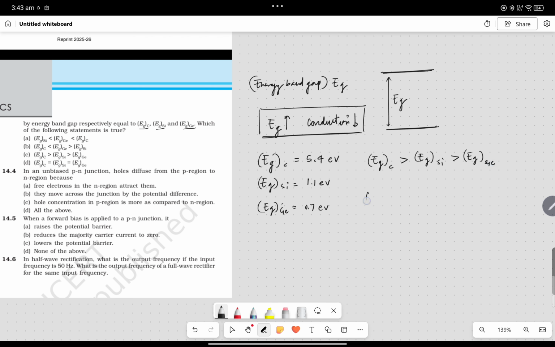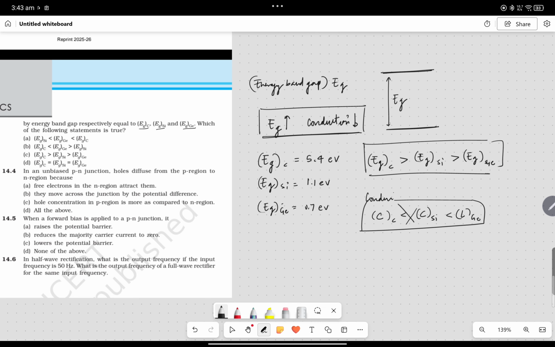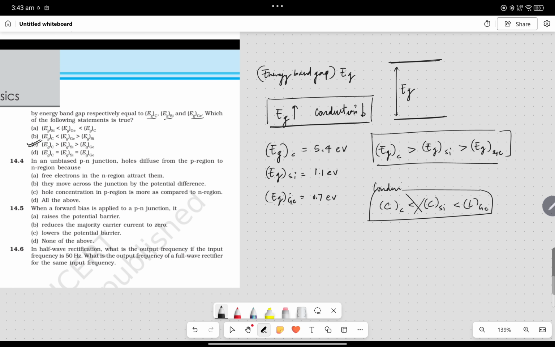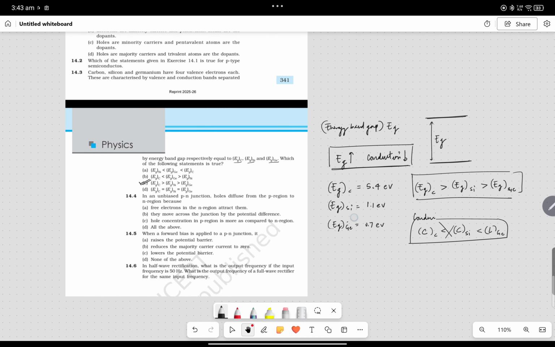So for conduction, you can also say that conduction in carbon is very much less than conduction in silicon, and then conduction in germanium, right? So this is the different thing, but here it is asked what is the series of this energy band gap. So you can see that option C is correct. So this is it.